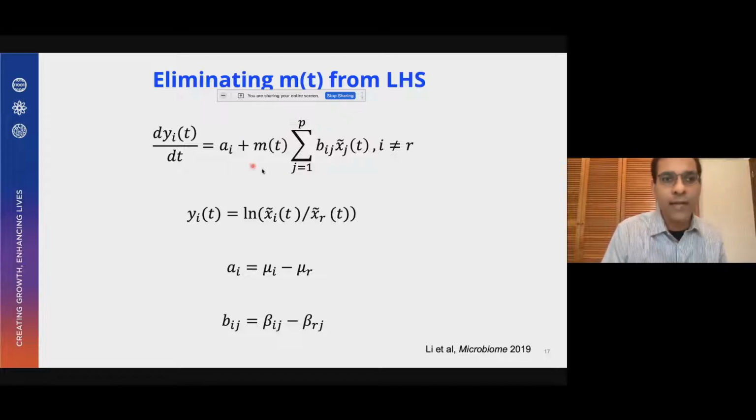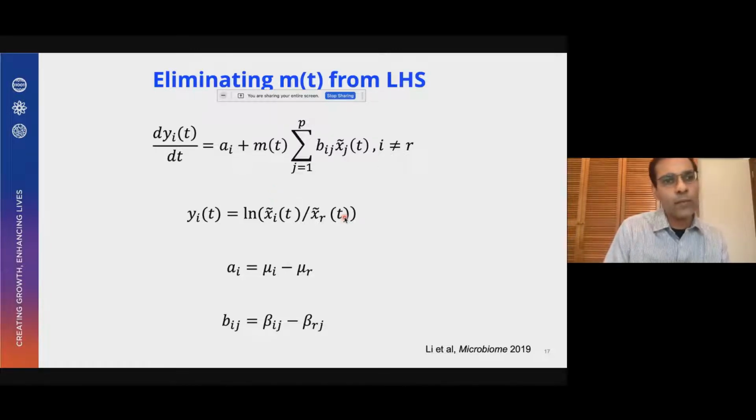On the right, I still have the biomass term, but now I'm purely in terms of these x tildes. I just reparameterized a_i and b_ij, which are functions of mu_i and beta_ij. So I've rewritten the equations such that the biomass term m_t is only on the right hand side, and I have log ratios on the left hand side. I can still estimate these from the data.